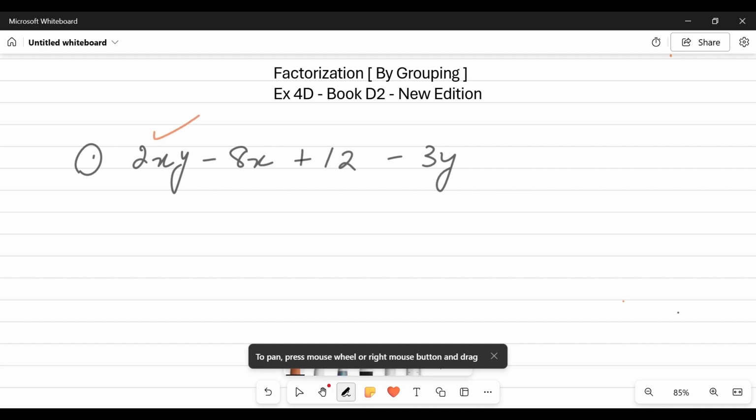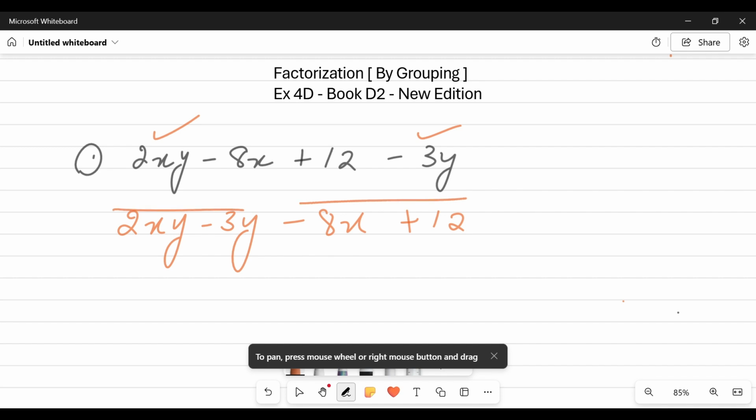This is 2xy and this is minus 3y. So I'm arranging it 2xy minus 3y because I need both the brackets same, minus 8x and plus 12. Now we need to make these two pairs. What is the highest common factor? 2y is the highest common factor. The y cancels, we are left with 2x minus 3. Same bracket should become in the next step.